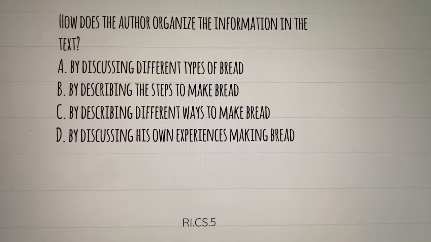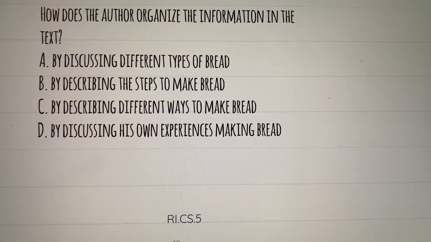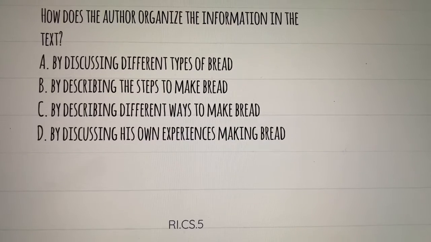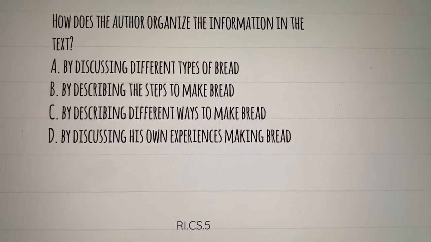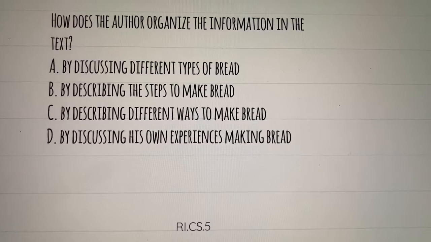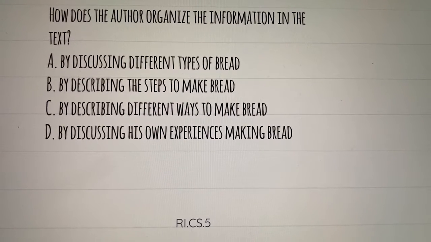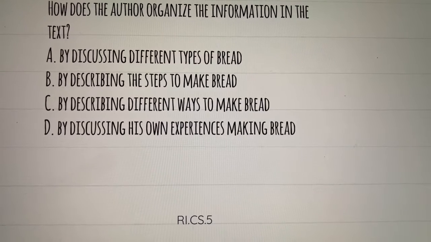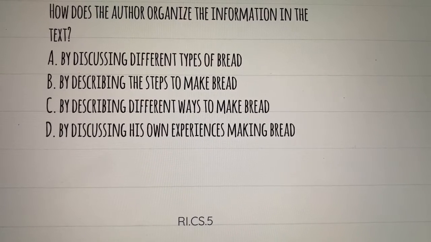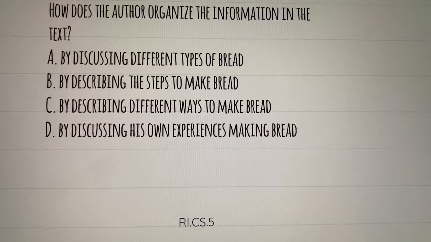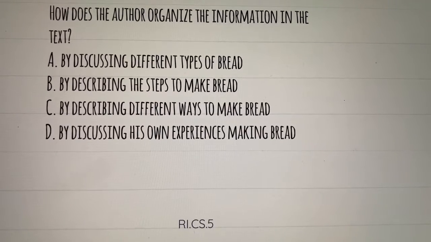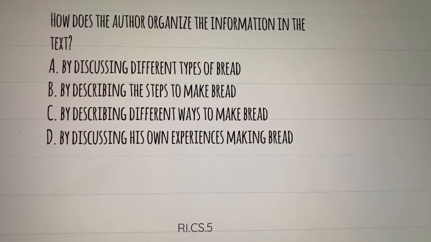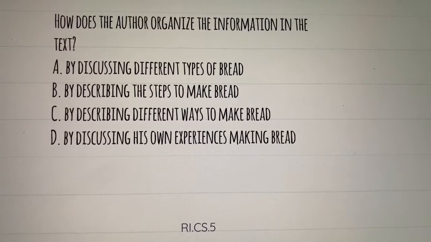This author had a process in writing about this information, and you are oftentimes an author too, and you've got to think about how you're going to organize your writing. So how did this author organize the information in the text? How did the author get the central idea across to us? A, by discussing different types of bread. B, by describing the steps to make bread. C, by describing different ways to make bread. Or D, by discussing his own experiences making bread.